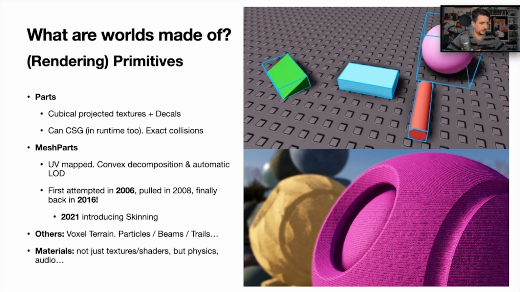There are a bunch of other rendering primitives. We have a terrain system that is made in voxels. We have particles. And the other thing that it's important to notice is that we have this concept of materials. And materials for us are not just textures and shaders, but they also carry all the default behaviors. They are physical materials, so they have physics with them, they influence audio, they specify all the characteristics of a given part or mesh part.